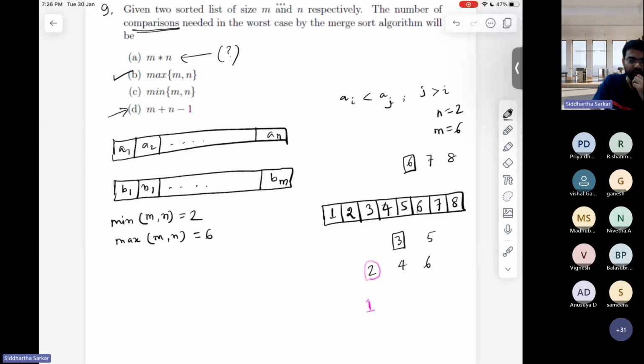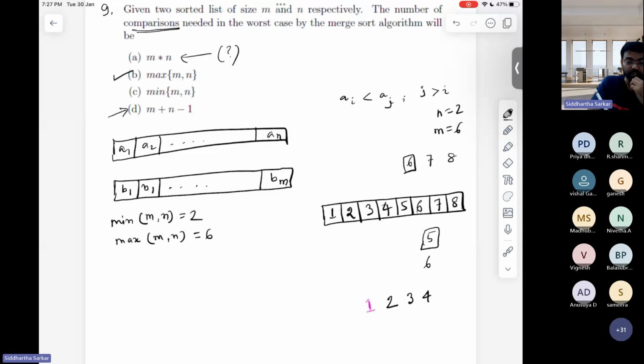So we realize that 2 is less than 3. So 2 is in the output. So we remove 2. So I've already made 2 comparisons to get this far. Now comparison is between 3 and 4. So we realize that 3 is smaller than 4. So we have made one more comparison. 3 is removed. Now we make a comparison between 5 and 4. So 4 is removed and placed in the output array.